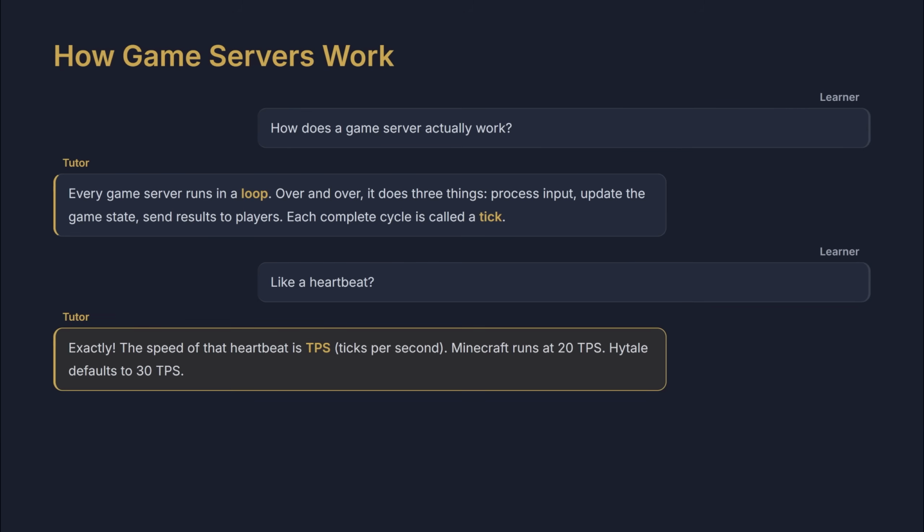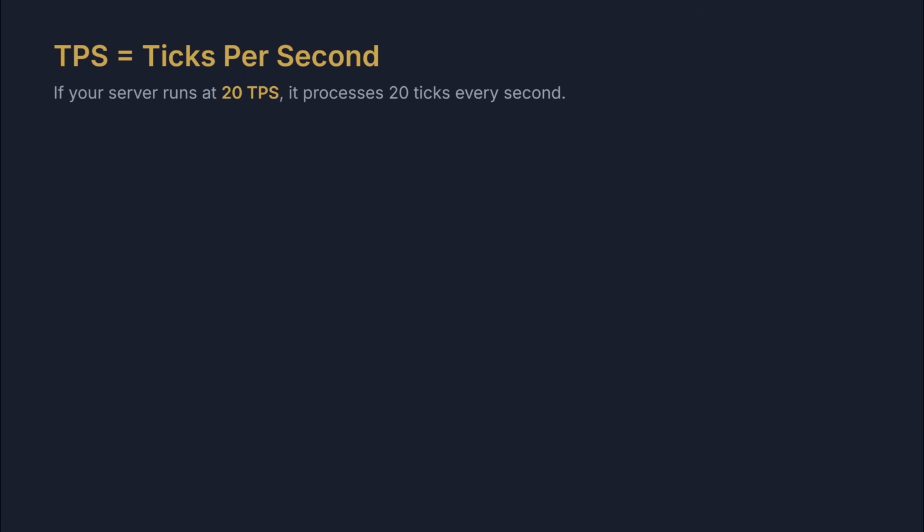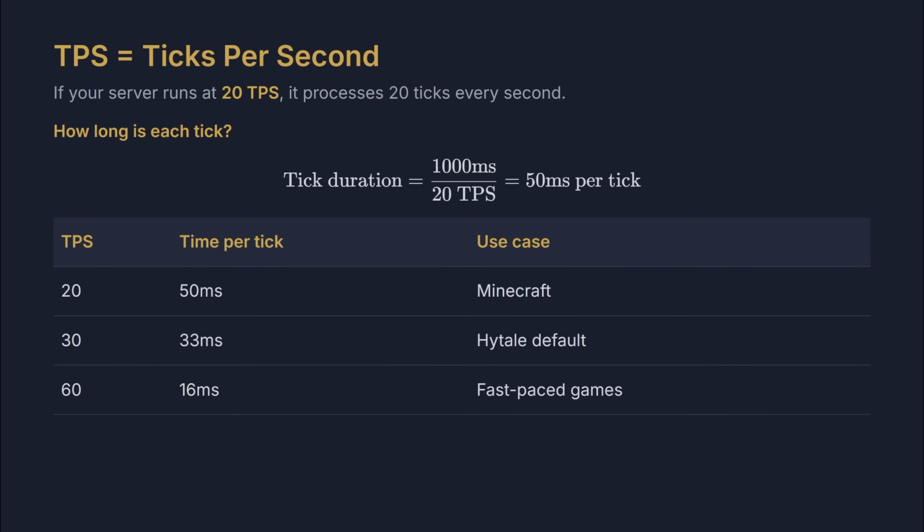Minecraft, for example, runs at 20 TPS. Hytale defaults to 30 TPS. If your server runs at 20 TPS, it processes 20 ticks every second. A second consists of 1000 milliseconds. We divide that by 20 ticks per second, and we get 50 milliseconds per tick. The time between ticks is 50 milliseconds in Minecraft. In Hytale, it would be 33, and in fast-paced games, for example, it could be 60 milliseconds.